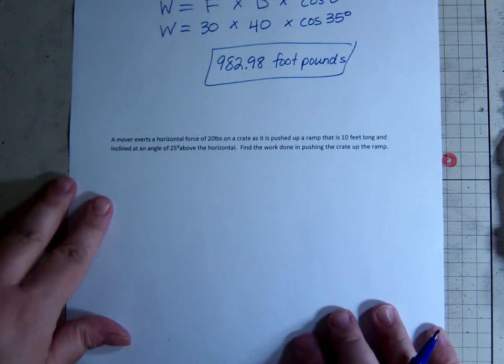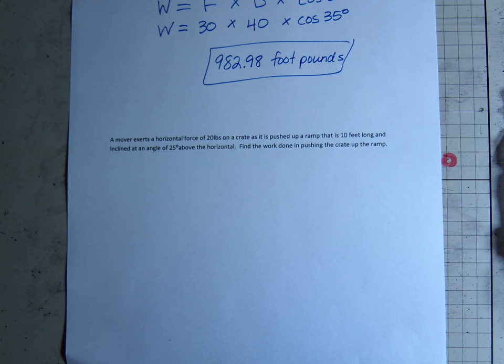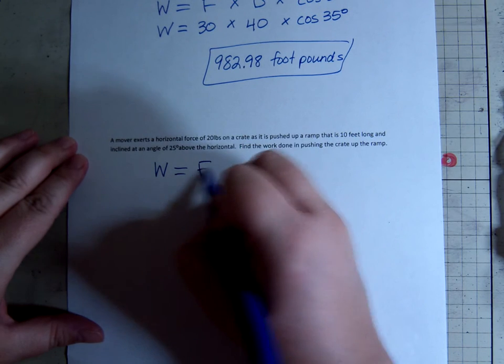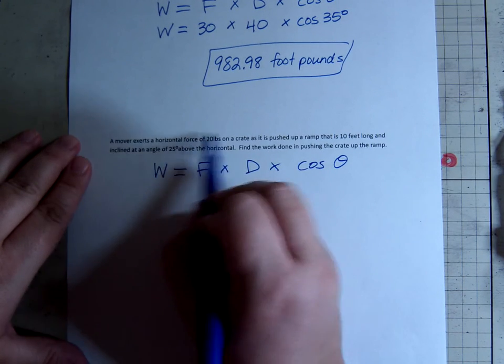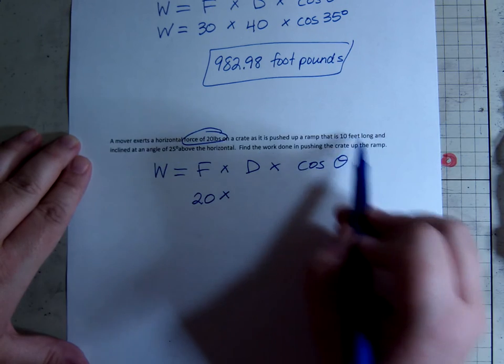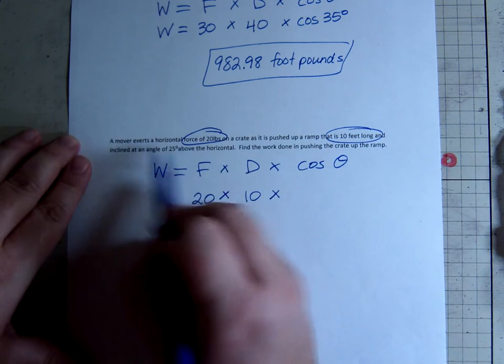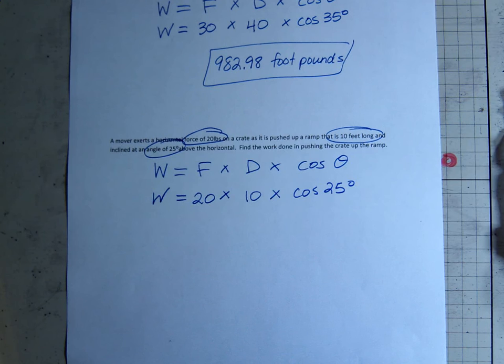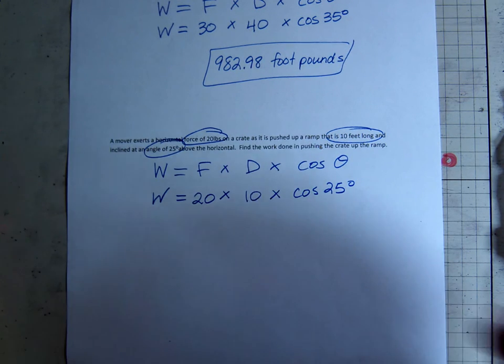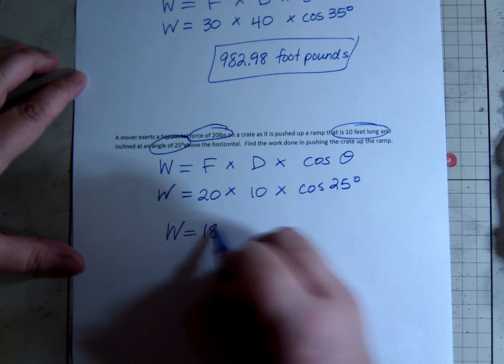Next, a mover exerts a horizontal force of 20 pounds on a crate as it is pushed up a ramp that is 10 feet long and inclined at an angle of 25 degrees above the horizontal. So again, force, 20. Distance, the ramp is 10 feet long. Angle is 25. So we have 181.26 foot-pounds.